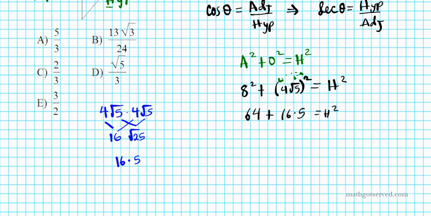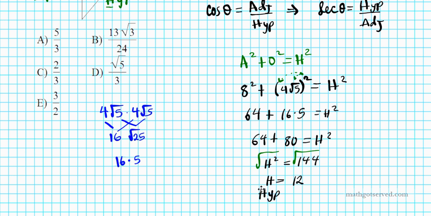So we have 64 plus, what is 16 times 5? That's 80, equals h squared. And then we add them together. H squared is equal to 144. And then you take the square root of both sides to get h isolated. All right, so if we take the square root of both sides, on the left side we have h is equal to the square root of 144, which is 12. Okay, so that's your hypotenuse basically.